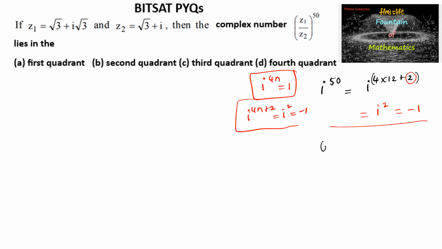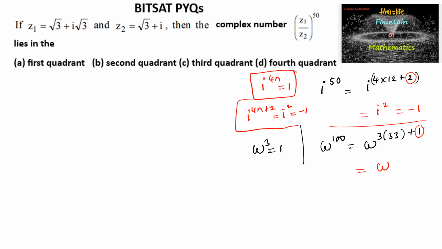And similarly, omega to the power 100. Since omega cube is equal to 1, for omega power 100, 100 is divided by 3. So 3 into 33 plus 1, so the remainder is 1. So we can consider omega power 100 is omega power 1, that is omega.